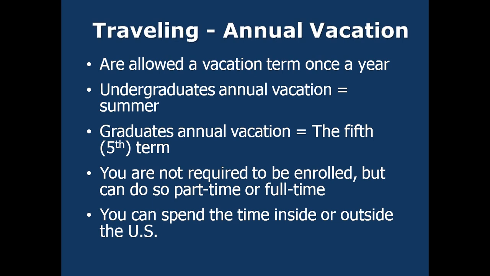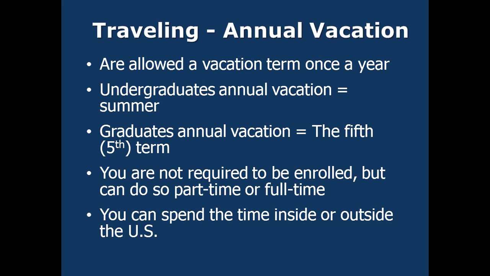Traveling and annual vacation. International students on F-1 or J-1 are allowed a vacation term once a year. The time when you have a vacation varies, whether you're a graduate student or undergraduate student. And here is the distinction. One, undergraduate student annual vacation is always in the summer. They can enroll or can prefer just not to enroll. While for graduate students, it depends on when they start their program.